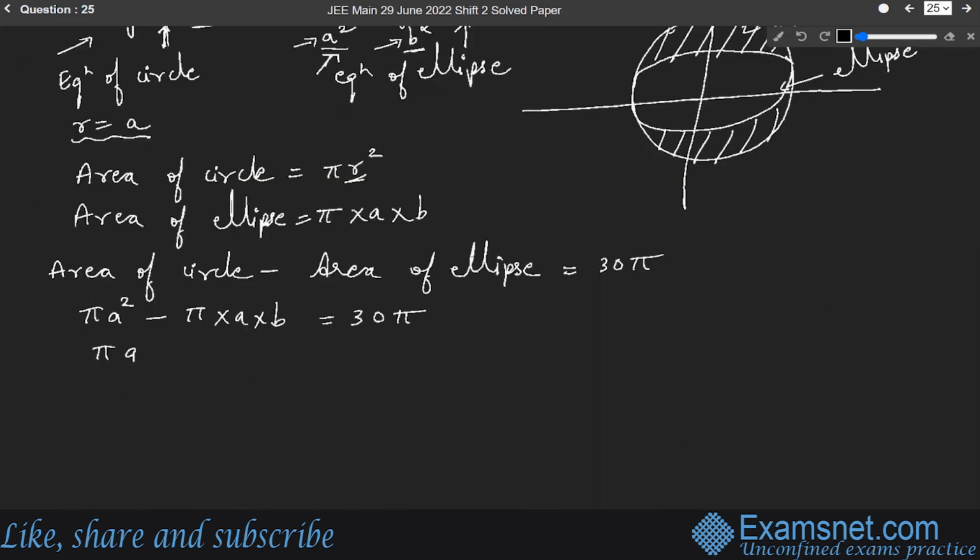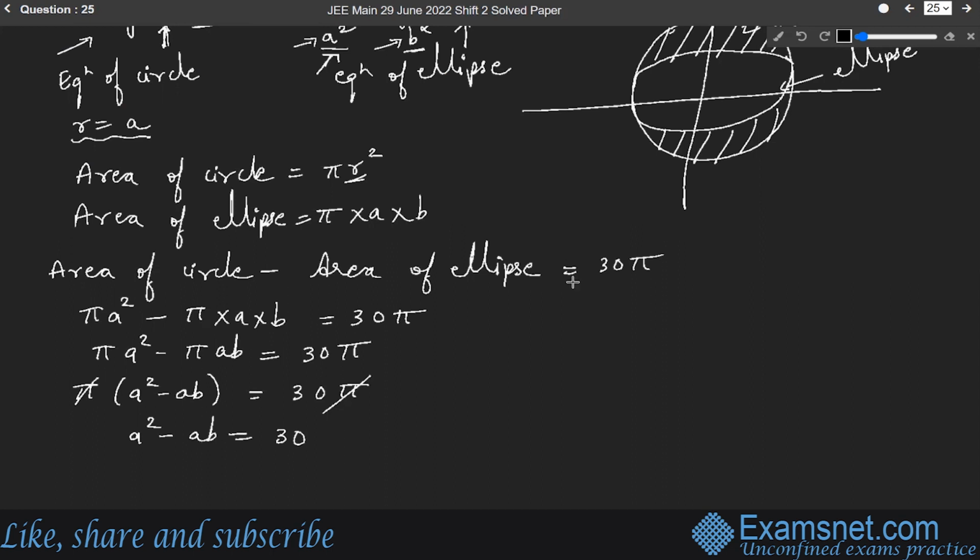Now pi a square minus pi a b will be equal to 30 pi. Pi is common here, so let us take pi common. The remaining terms will be a square minus ab. It is equal to 30 pi. Pi and pi will be cancelled. So we have a square minus ab is equal to 30. This is the equation which is formed from case 1. So consider it as equation number 1.